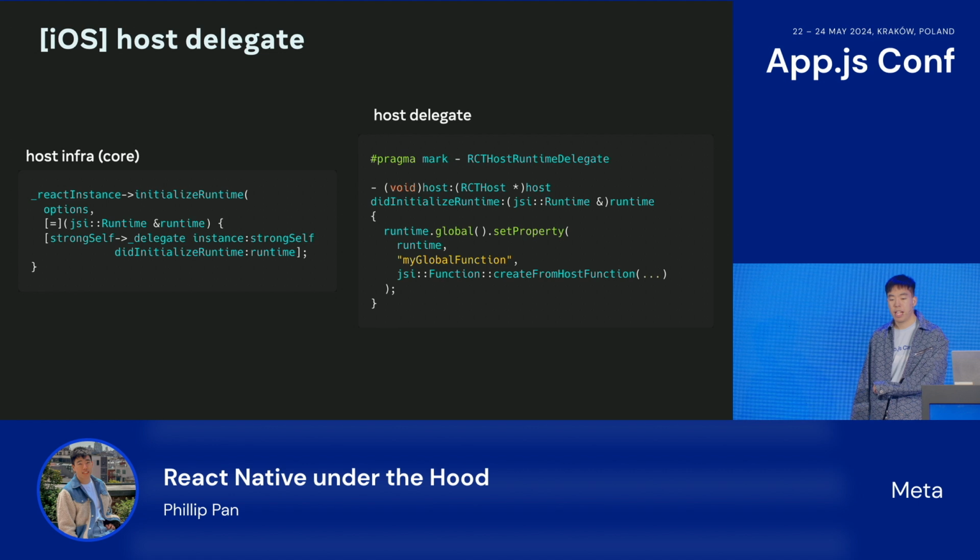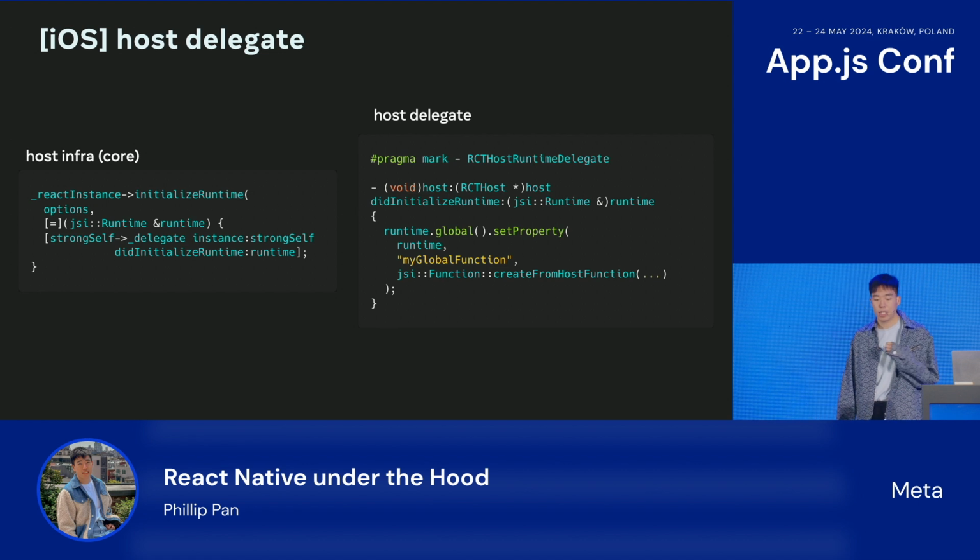So the first API I'm going to share with you all is the host delegate. The host is a new architecture's abstraction for the runtime. It's responsible for creating and managing its lifecycle. The host delegate will receive a callback when the runtime is finished being created, so it's safe to access. This is also the earliest time you can safely access the runtime.